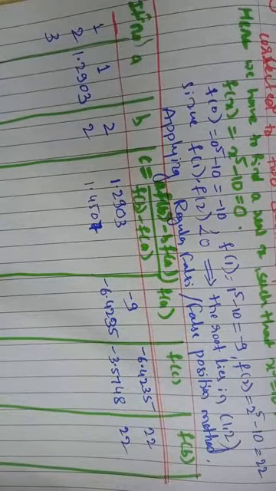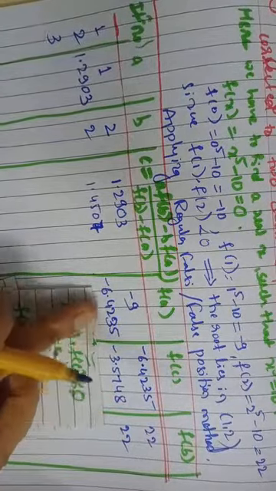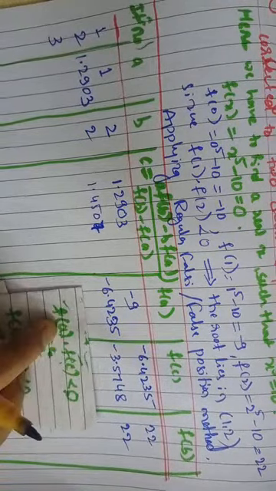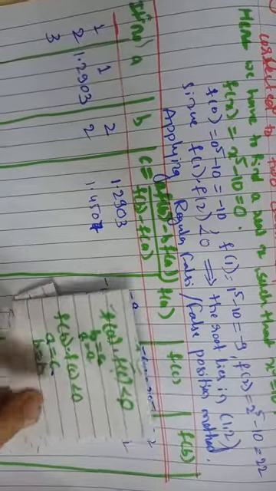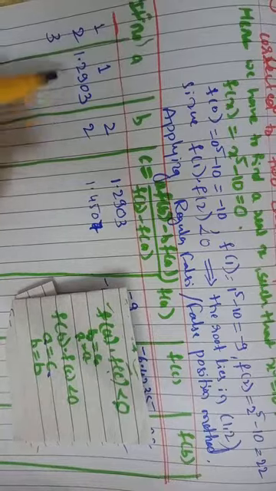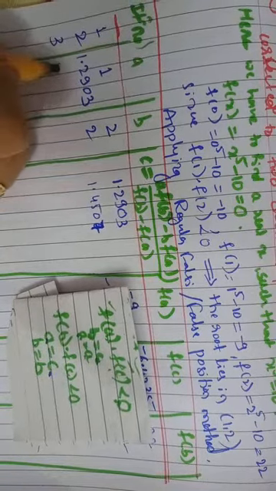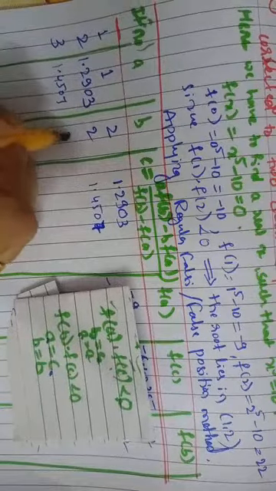Now again check the condition, f of a and f of c. So if I multiply f of a and f of c, I'll get a positive value. So again this condition fails. So what we have to do, we have to change a with c and keep the b as it is again. So a with the c, my a is previous c, that is 1.4507. Still b remains the same.